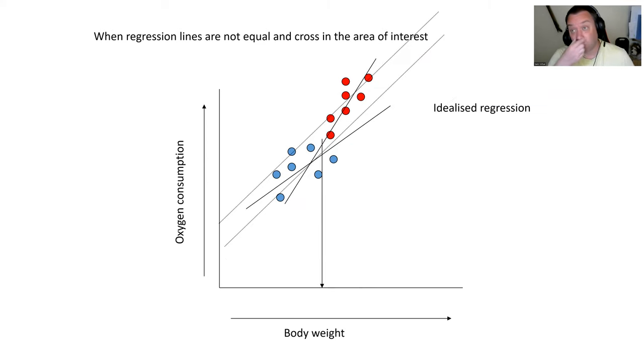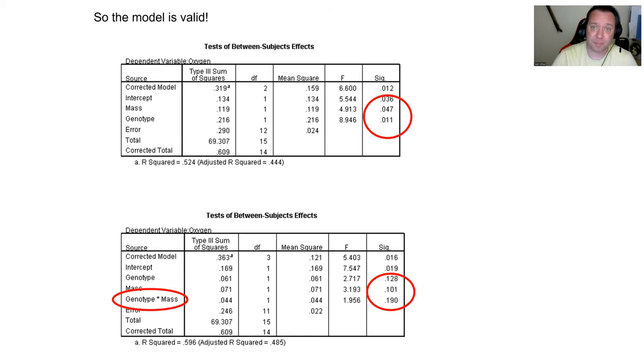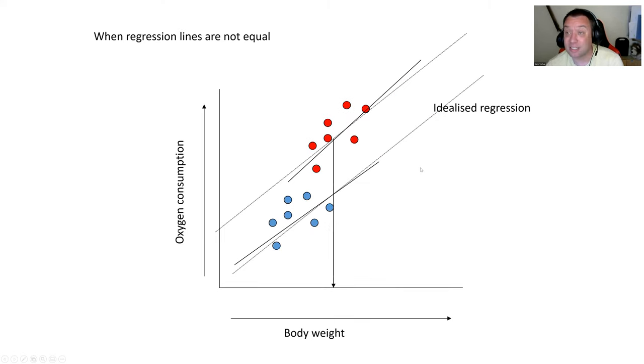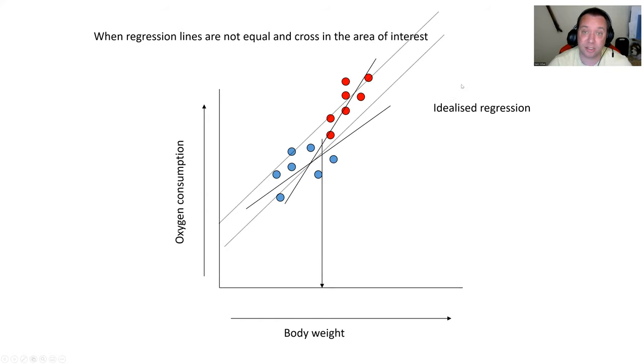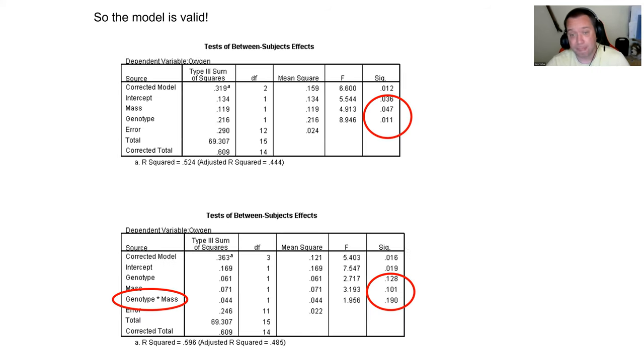So what do you do when the regression lines are not equal and they do cross in this area of interest? Well, you can test to see if they are valid. It's the first thing you can do. And the way you do this is you introduce an interaction term. And so what the interaction term is going to do, going back to these, is it's going to test is having a single slope better or worse than having two slopes, i.e. two different actual regression lines. And so the way it will do that is it will introduce this interaction term. And if that interaction term comes out as significantly different, it means that your slopes are not the same.